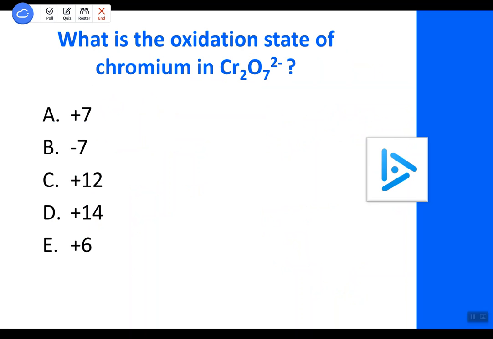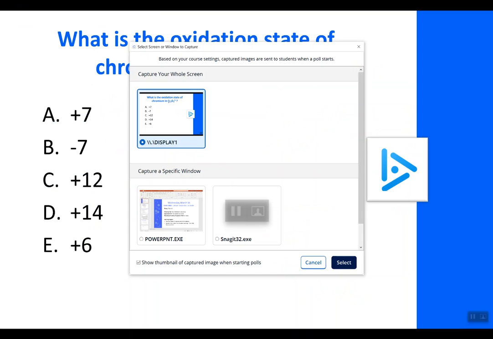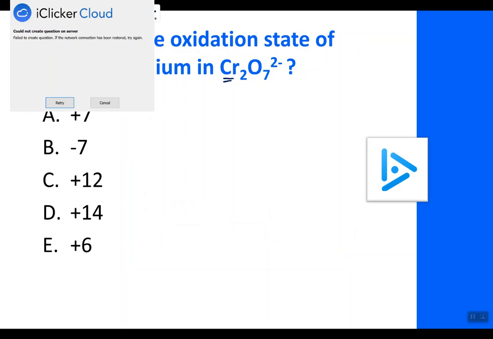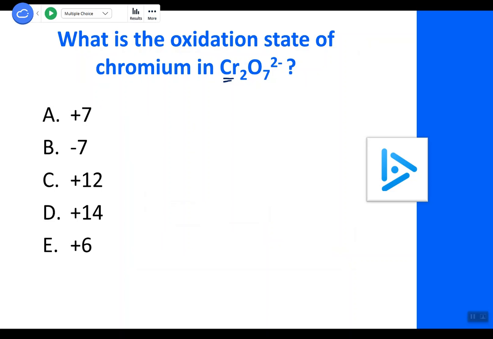So now it's your turn. What is the oxidation state of chromium in this polyatomic anion? Go ahead and chat with the person beside you, and then we'll load this question.